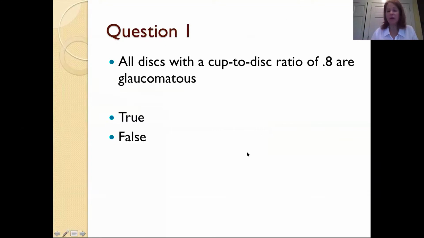So we've gone over a lot about looking at optic nerves, how to approach an optic nerve to determine if that optic disc has glaucoma in it, and then how to look for changes over time, what things you're looking for. So let's go back to the original questions and see how we do here. All discs with a cup to disc ratio of 0.8 are glaucomatous, true or false?